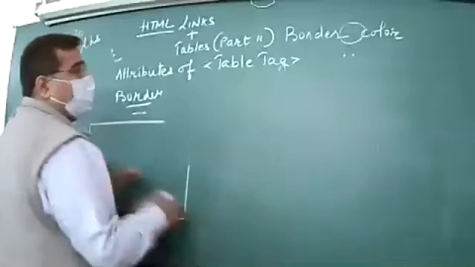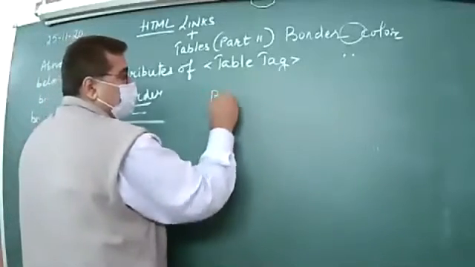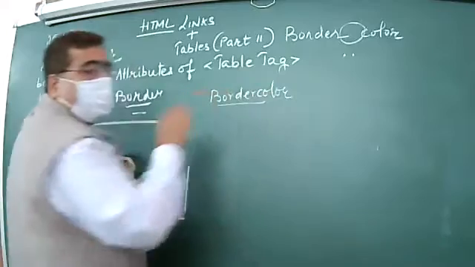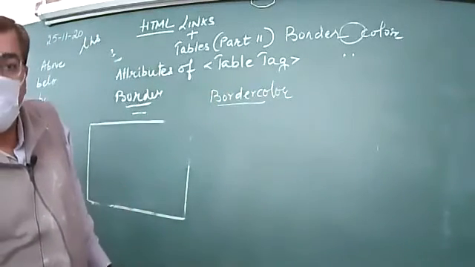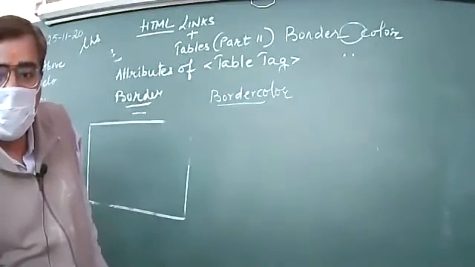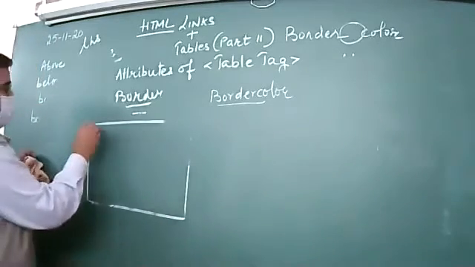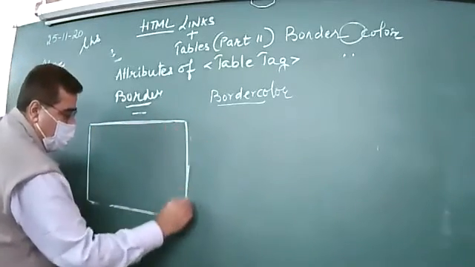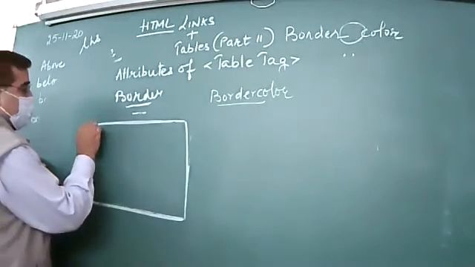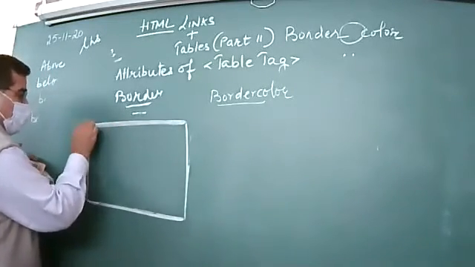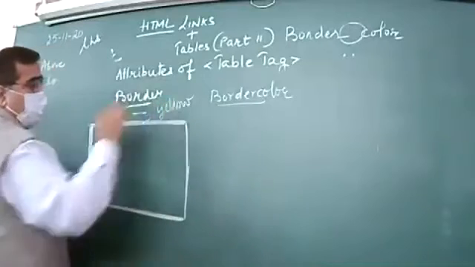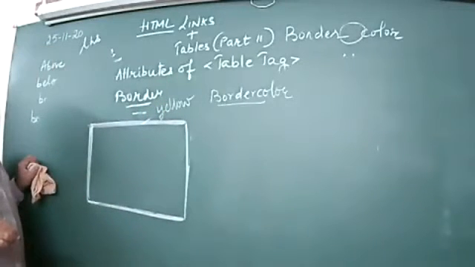Border color attribute is used to specify the color of the border to be displayed around the table. The color of the border. Like suppose this is the border of size 4 and the color is yellow. So this border will be appearing in the yellow color. Clear?